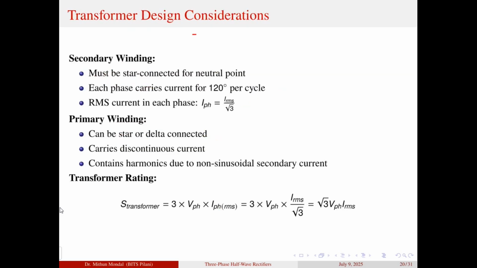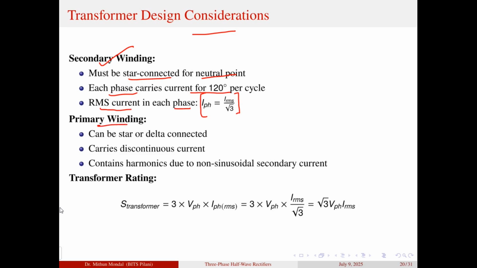So transformer design consideration: we have the secondary winding which must be star connected to obtain the neutral point, and each phase will be carrying a current for 120 degrees per cycle. So RMS current in each phase, if we compute, then it is IRMS by root 3.